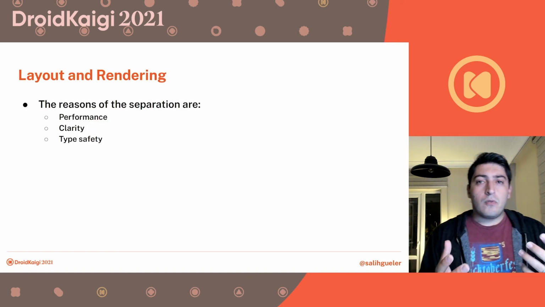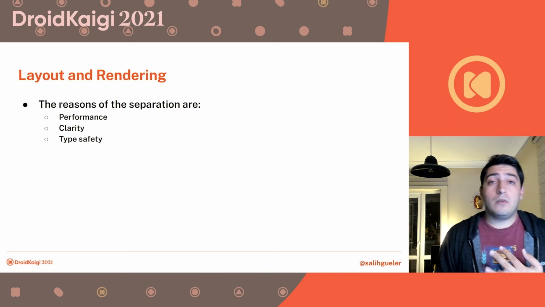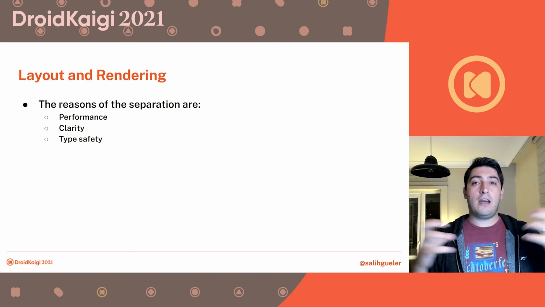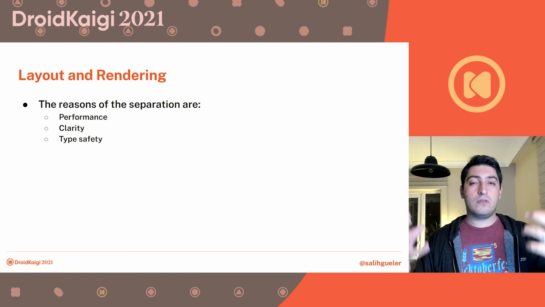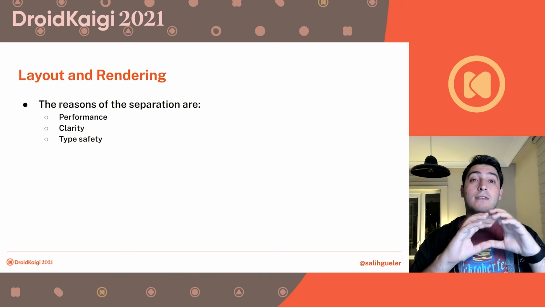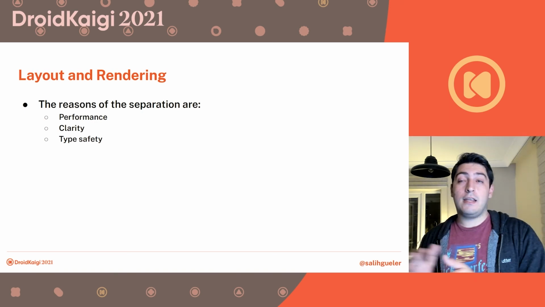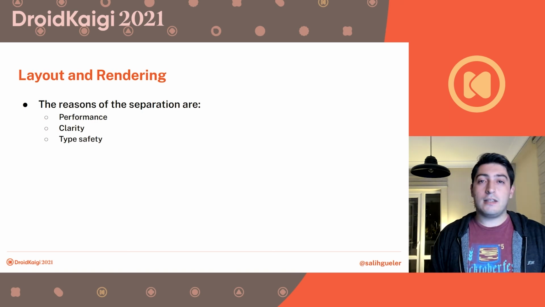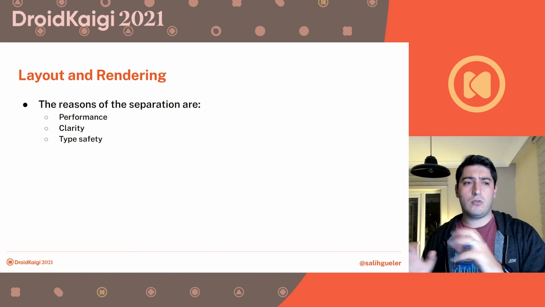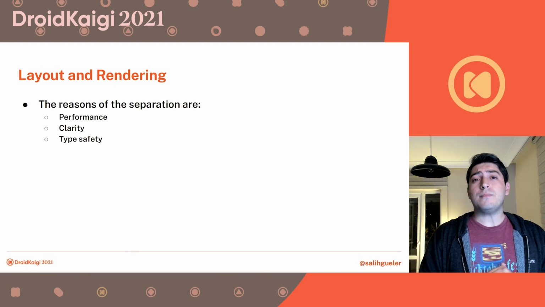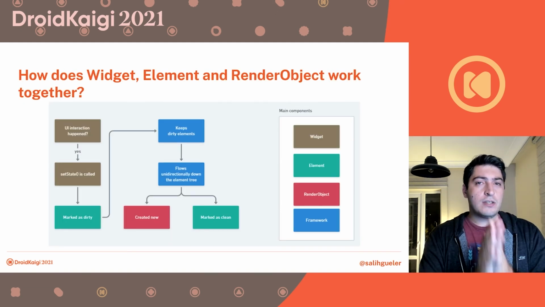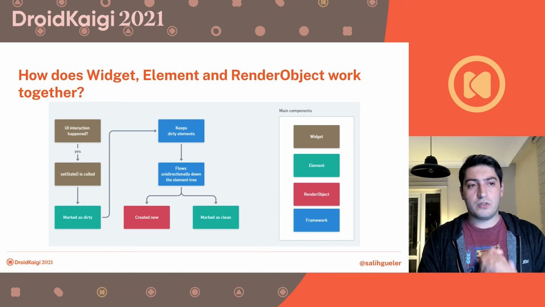The reason for the separation of these three is, first of all, performance. I mean, you might be thinking, why don't we just combine them? But as we have the separation, the importance of the objects and the visibility of the widget itself gets more important. The clarity comes as a separation of concerns. You can see what element is doing, what render object is doing, and what widget is doing here. So how do widget, element, and render object work together?